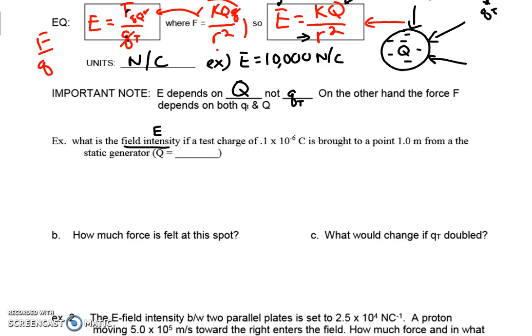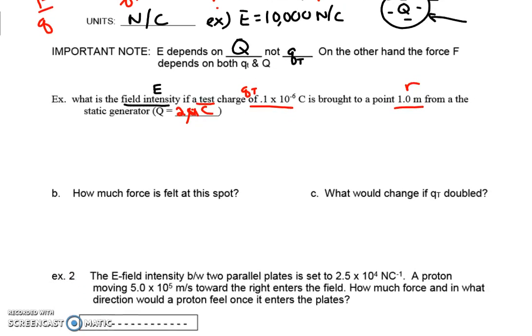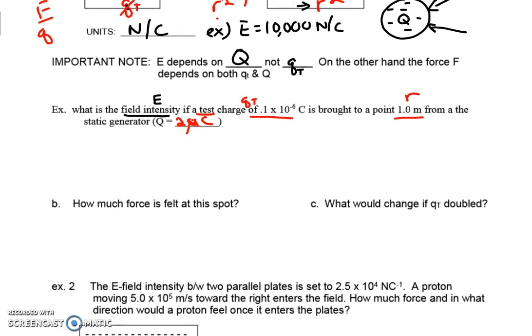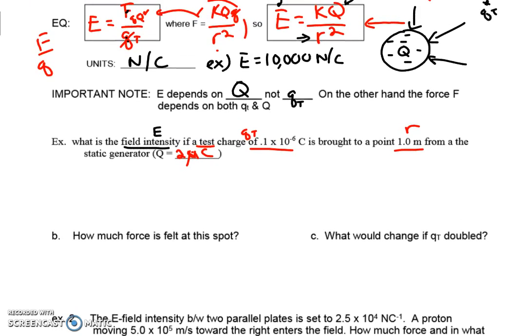When a test charge, and that word test is important, that's little qt, is brought to a point 1 meter, that's the distance, from the static generator. So imagine our static generator charged up, and let's say that the charge on it is 2 microcoulombs, something we kind of derived the other day. I've got two equations for E, the bigger one and the smaller one. What information do I have to help me solve it?